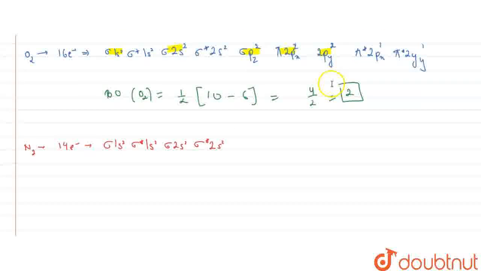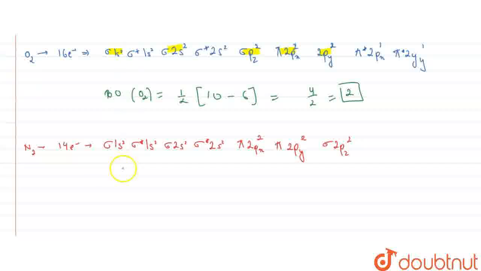So let me write pi 2px, pi 2py. So they both have the same level. That means one electron will go over here, then pairing will happen. Ultimately we will have 2 electrons. So now we have 12 electrons, and lastly we have sigma 2pz 2. So 14 electrons have been completed.